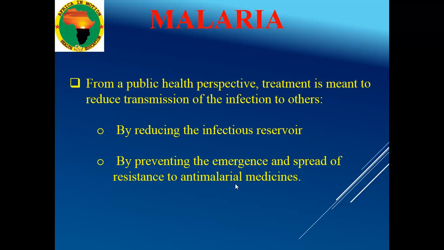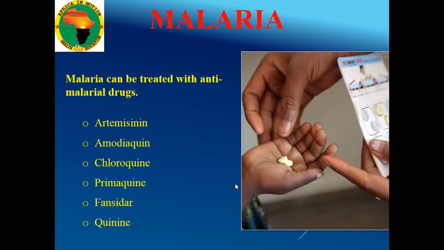From the public health perspective, treatment is meant to reduce transmission of the infection to others. By doing what? By reducing infection from the reservoir. Where the reservoir is, it should be eliminated. And by preventing the emergence and spread of resistance to anti-malaria medicine. The medications that are available already, we wish them to remain active. We don't wish to get resistance where they become useless. That's why people should take medication and continue and finish the full course.